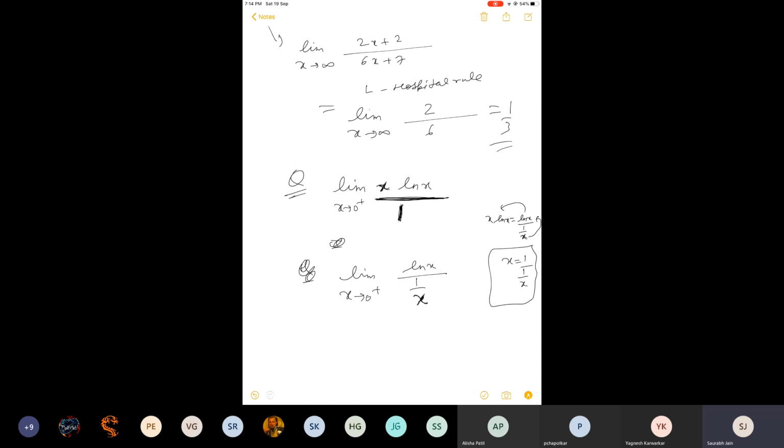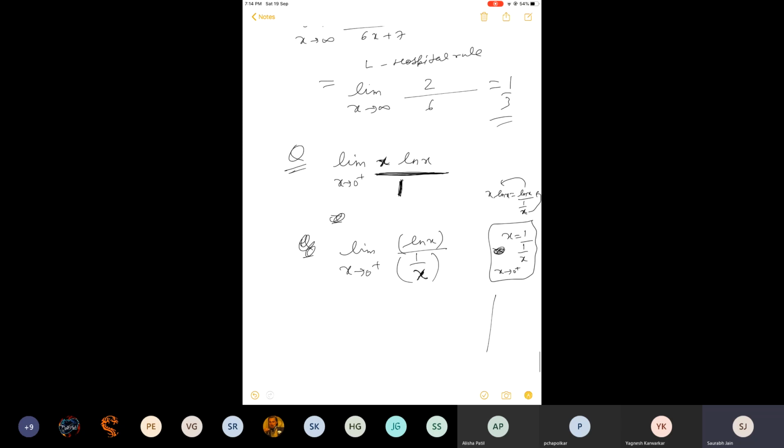And why is it correct here? Because x is tending to 0, x is not 0. If x would have been exactly 0, then writing x as 1 upon 1 by x would have been wrong. But here x is tending to 0. But what is the purpose? Why are we writing it like this? Because I am changing it into some form where I can use L'Hospital rule.